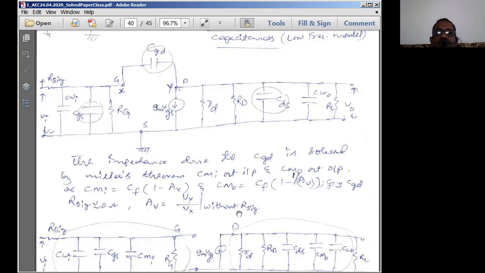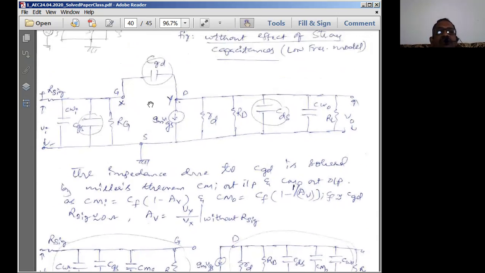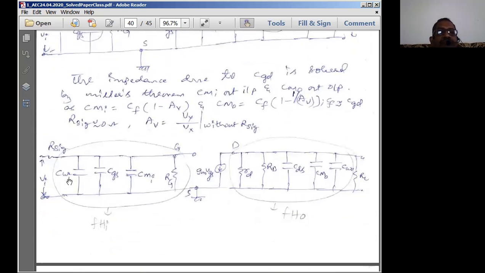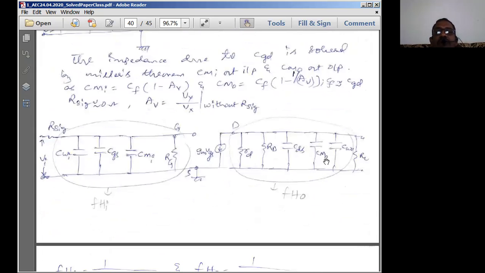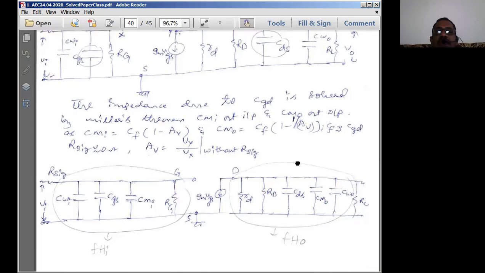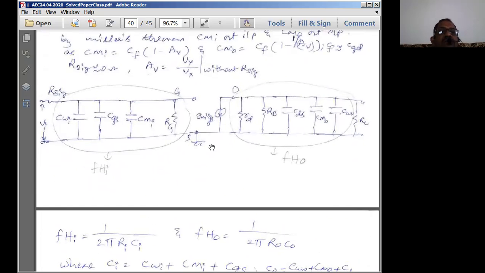These are the formulas which we have. CF is nothing but the feedback capacitor, which is taken as equal to CGD. The effect of this feedback capacitor on the input and output, we resolve by writing CMi equal to CGD into (1 minus AV), and similarly CMo equal to CGD into (1 minus 1 by AV). These are the formulas we are going to have. From that, we can get the equivalent circuit for the high frequency analysis.